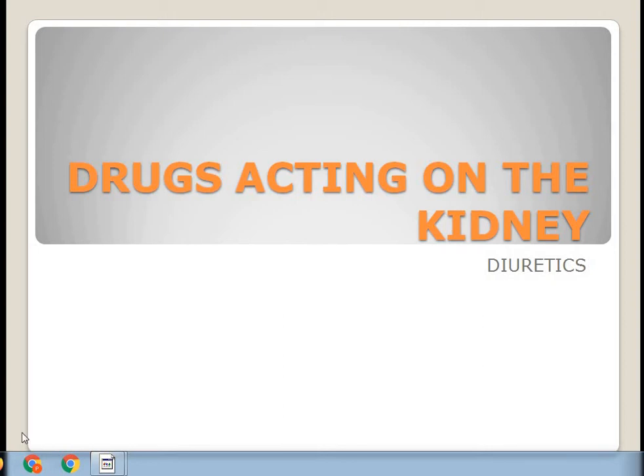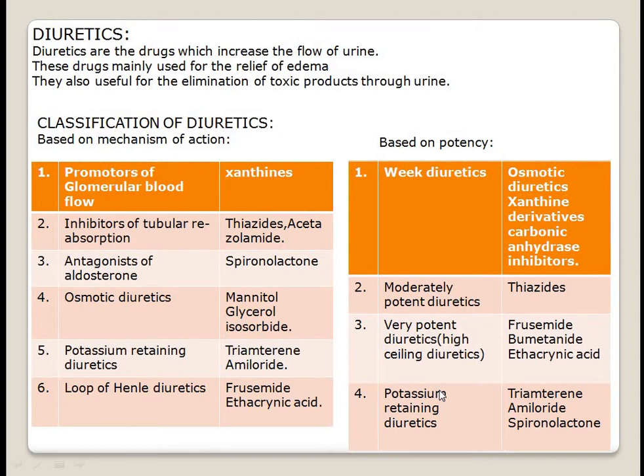So today we are going to learn about diuretic drugs. Diuretic drugs means drugs that are acting on the kidney. The function of diuretic drugs is to increase the flow of urine, and they are also used to relieve edema.